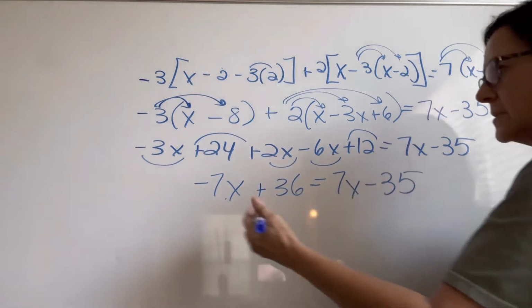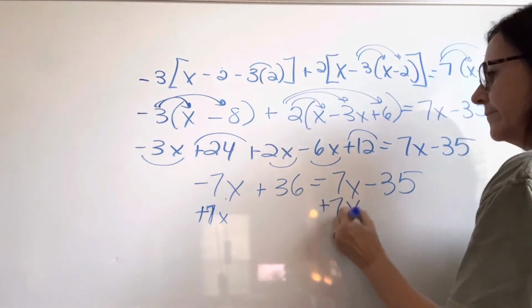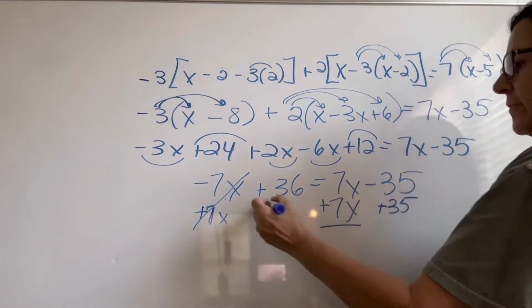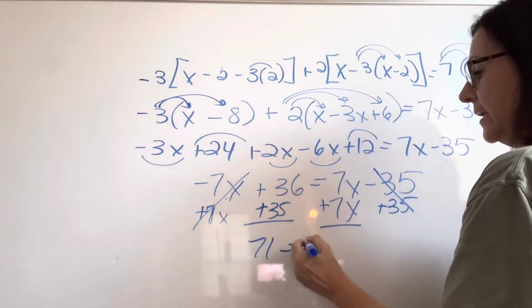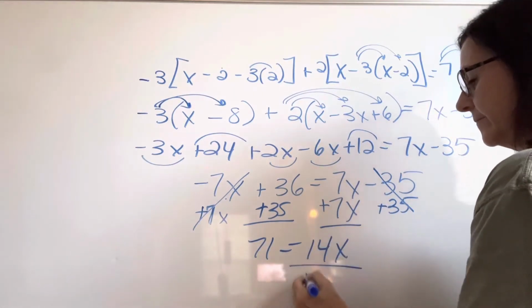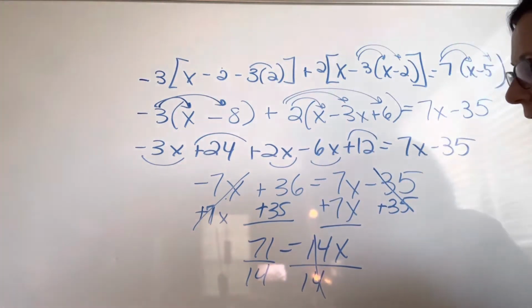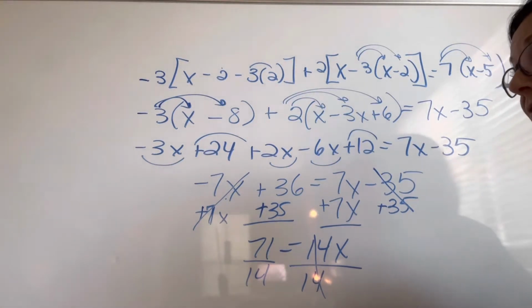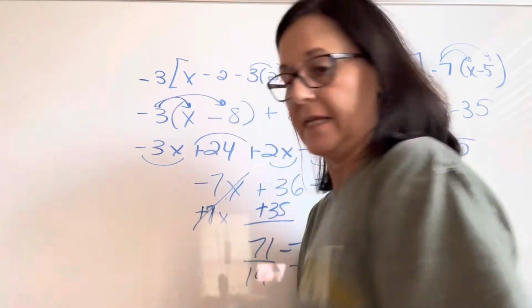I'm going to move my x's to the right, so we'll add 7x on both sides. And we will add our 35 on both sides, so that we end up with 71 equals 14x. Divide both sides by 14. Does 14 actually go into 71? The most it would go to get a 1. We can't get a 1. I think that is as simplified as we can get. All right, on to number 18.